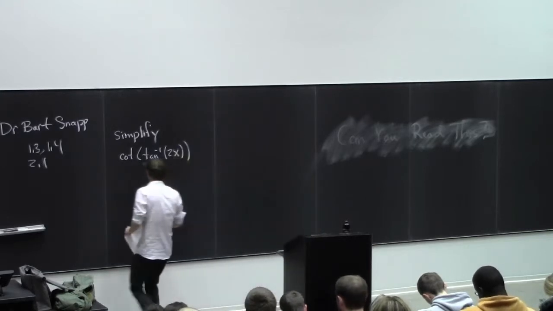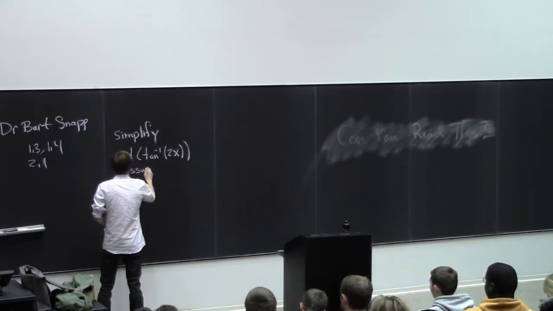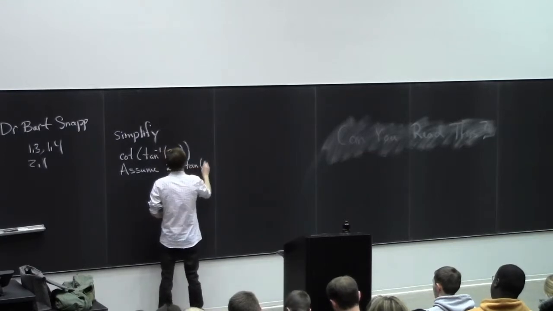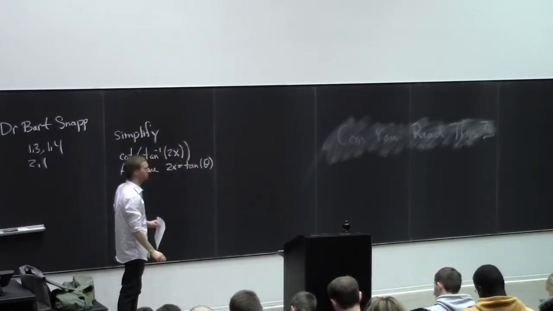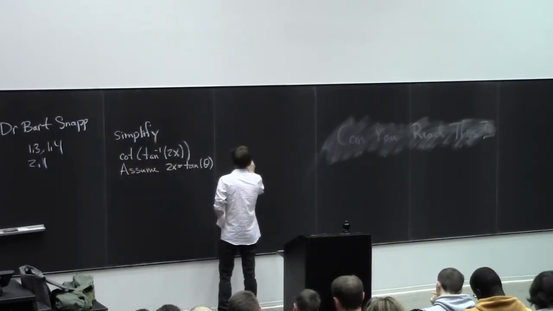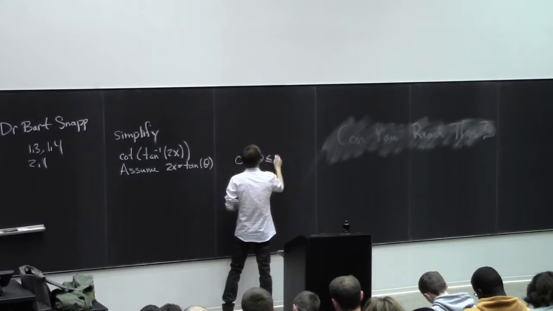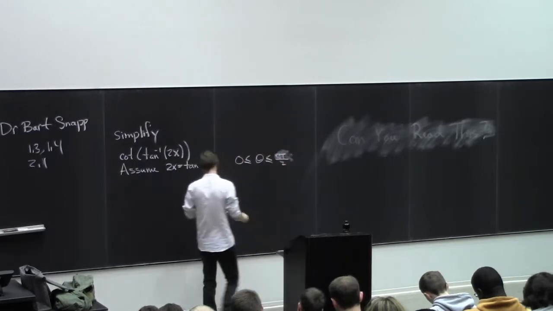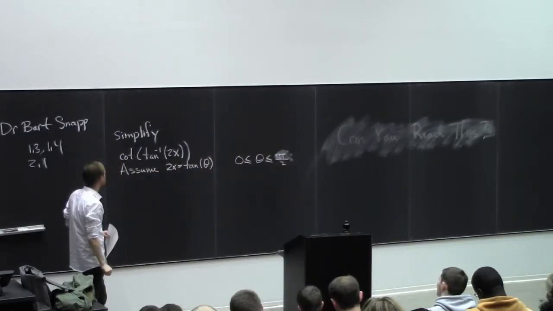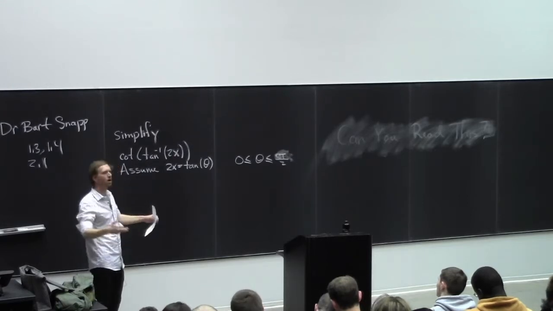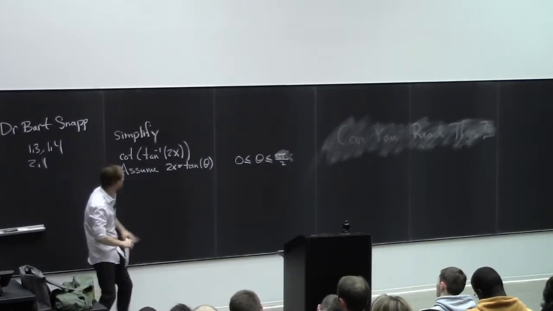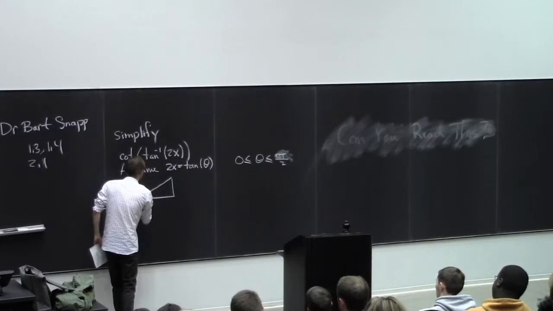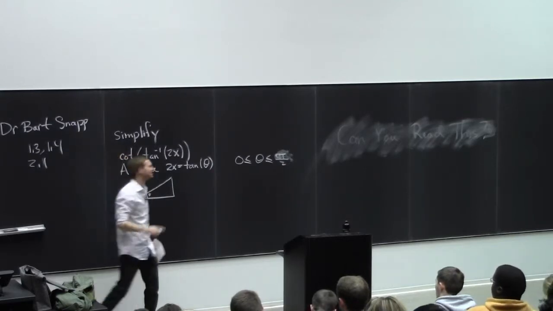Okay. And so what we're going to do is we're going to assume that 2x is equal to tan theta, where 0 is less than or equal to theta is less than or equal to pi over 2. Assume 2x equals tan theta. So we're going to draw a triangle forcing tan theta to be 2x. And it's going to be a right triangle. Here's my right triangle. There's theta.